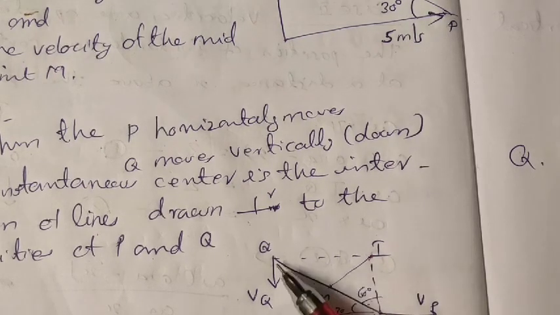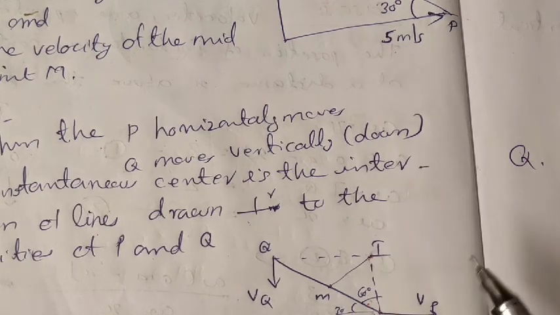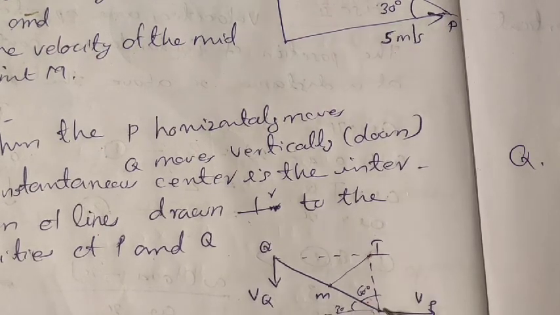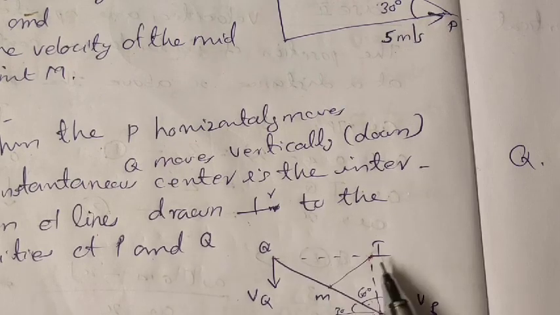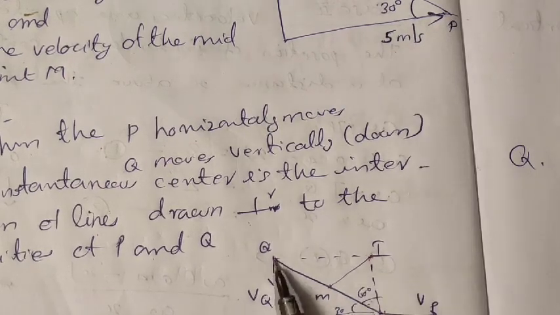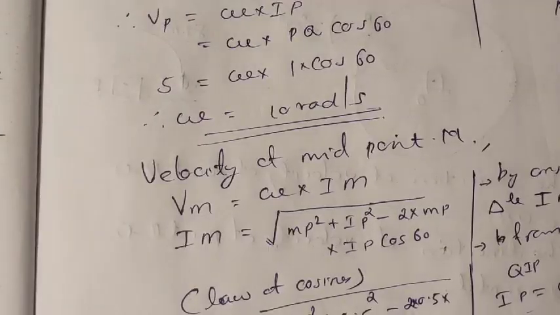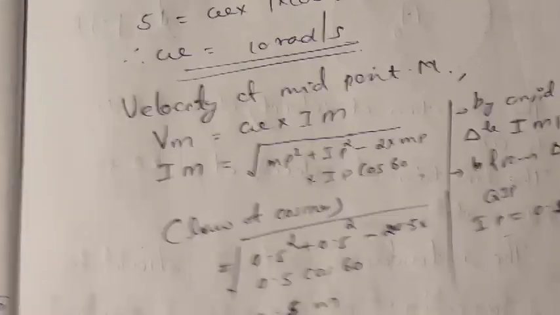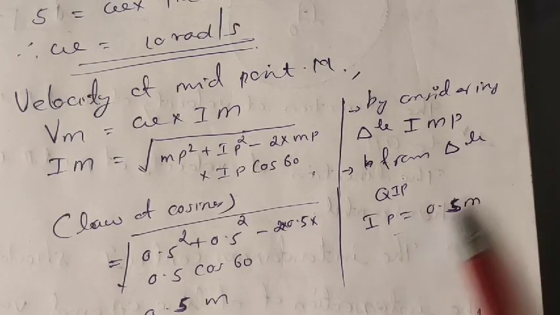We know this length is 1, and since it is the midpoint, it is 0.5. First we want to know the IP value. How can we get the IP value? Taking this as a right angle triangle, IQ square plus IP square equals QP square. Using this rule, we get the value of IP, and 0.5 we use here. So we get IP as 0.5 from the triangle.